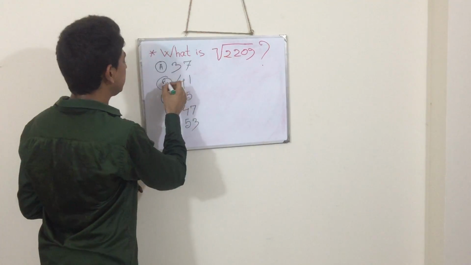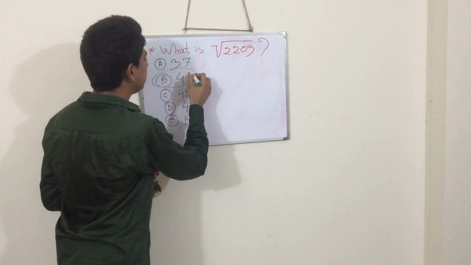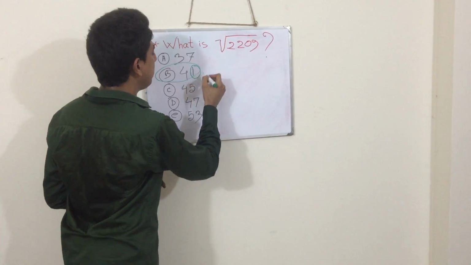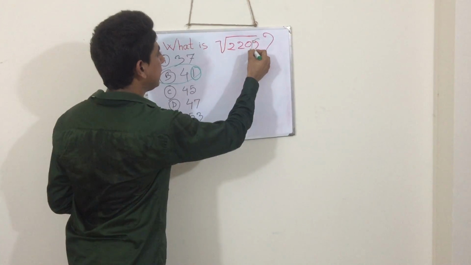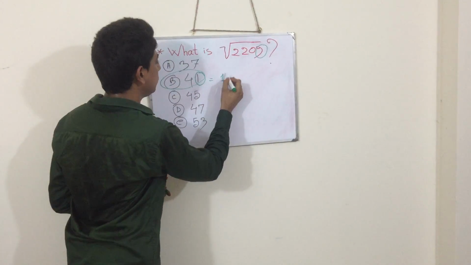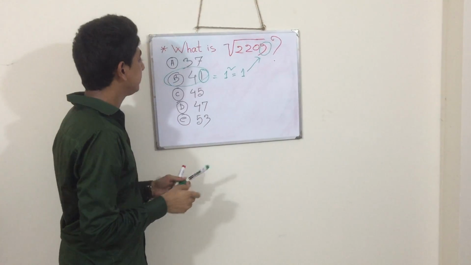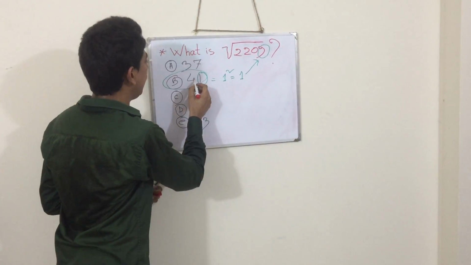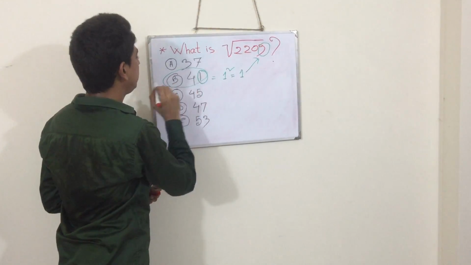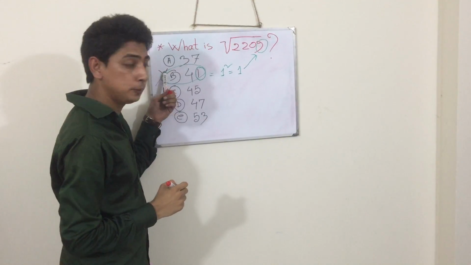Now look at the question, and look at answer choice B. Here it is 41. Now the square of the last digit must match the last digit of this number. If we square 1, we get 1, so it is not 9. That's why we can say that the square root of 2209 is not 41. So this is the way by which we can eliminate answer choice B.